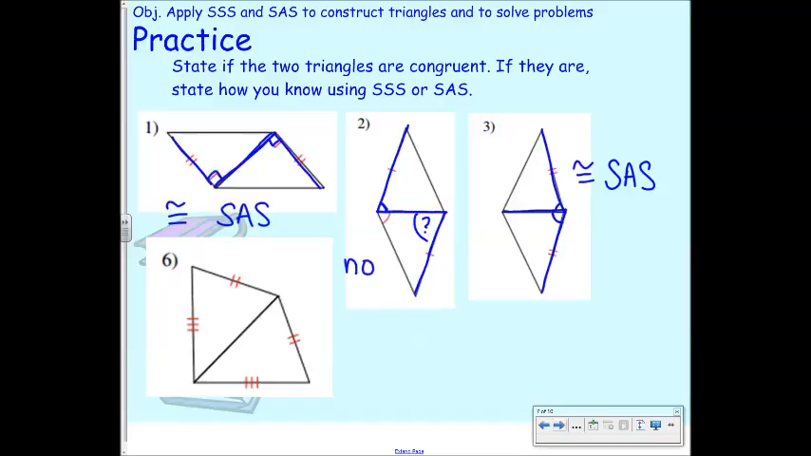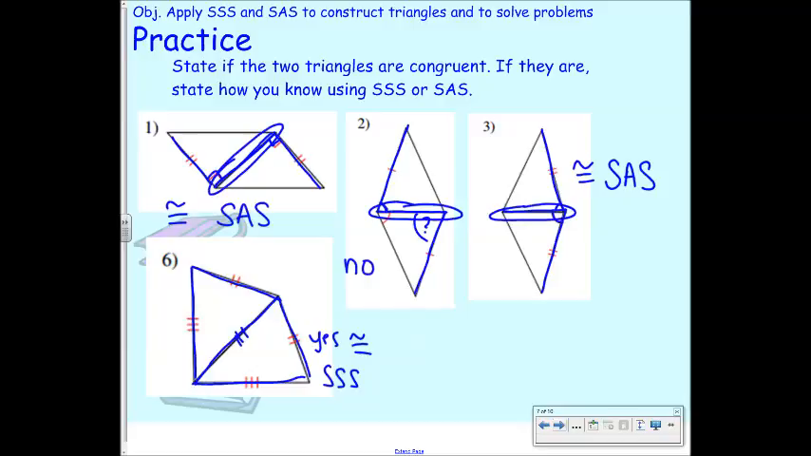Down here in number 6, here's a shared side, so I know that's congruent, and then I've got another congruent side here, and another congruent side here, which means yes, these are congruent using SSS. As you can see, it's huge to remember that shared sides are always congruent. So every one of these examples had a shared side: right here in number 1, number 2, number 3, and number 4. So the reflexive property is going to be a huge one that you're going to use all the time.